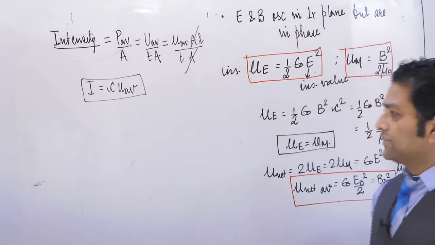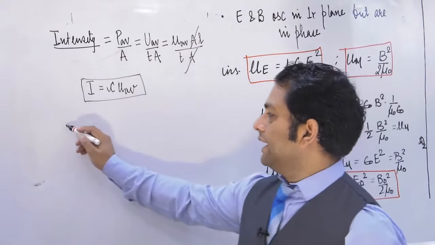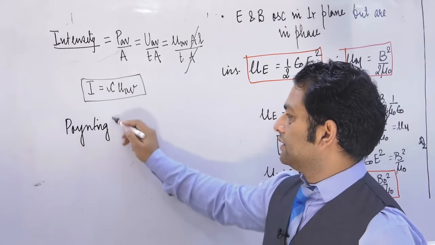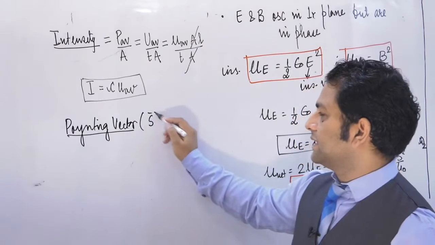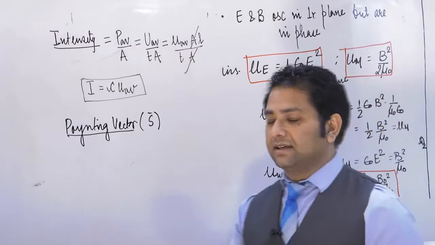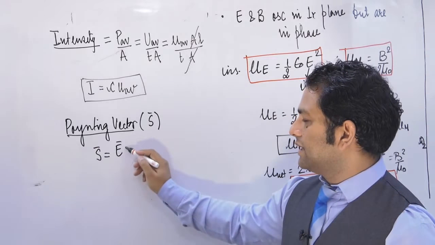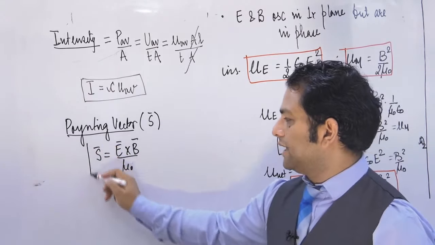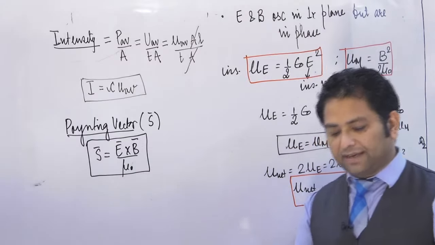Okay, after that, let's try to see there is a vector, and that is called the Poynting vector. So let's see what the meaning of the Poynting vector is, and that is represented by S vector. In class 12th level, we'll start from the definition itself. S vector is defined as E cross B divided by mu naught. This is the first definition of the Poynting vector.